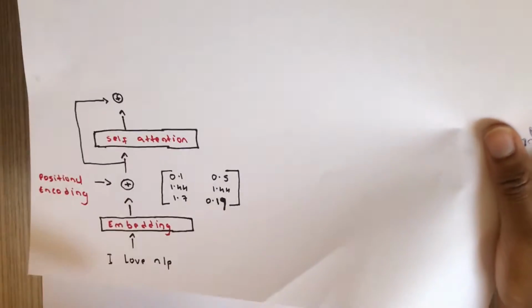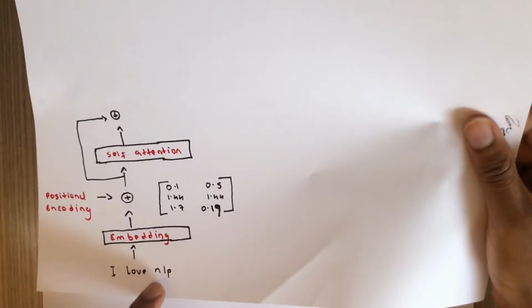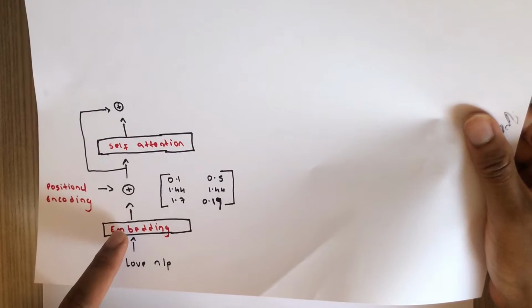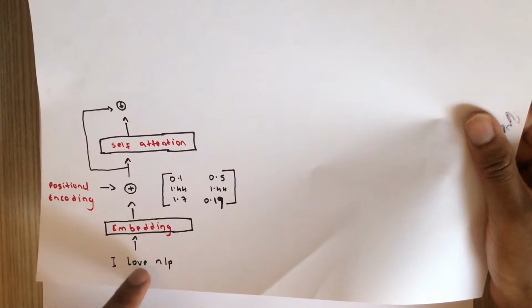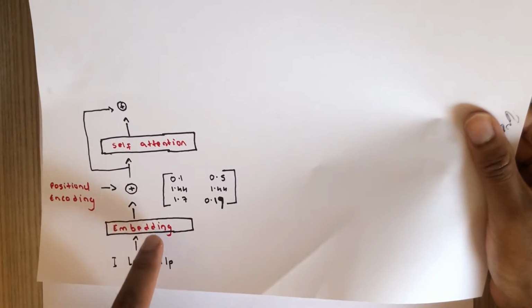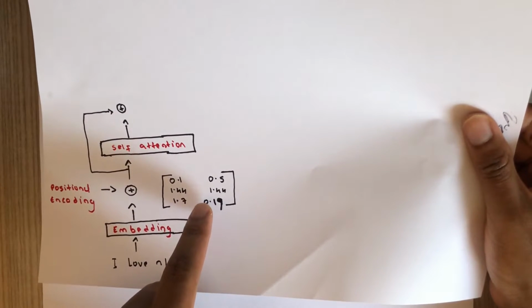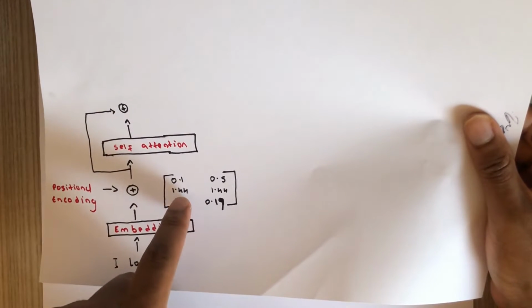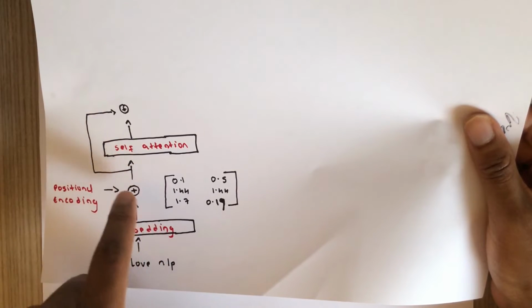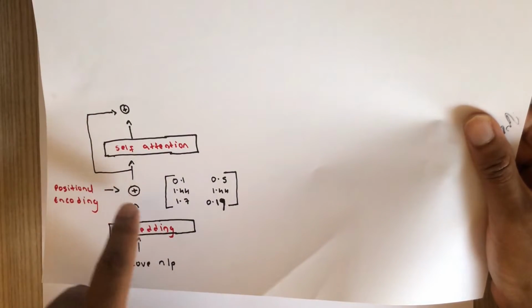Hi guys, so in the last video we have seen how the sentence "I love NLP" gets into the embedding, and the positional encoding was taken and added to the output of the embedding, and we got this result. Today we'll see how this result gets into the self-attention, how the output of this self-attention is added with the input.